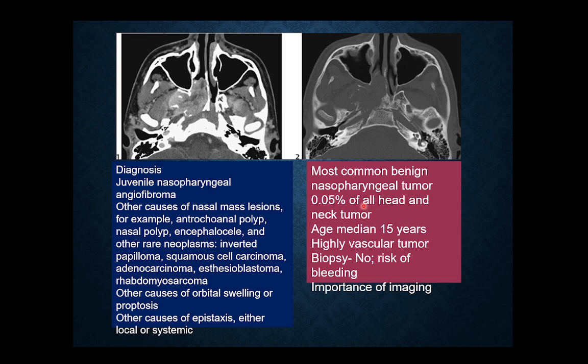It is important to remember that if a patient has this tumor, it is the most common benign nasopharyngeal tumor of all head and neck tumors, in adolescents around 15 years, and a highly vascular tumor. If you remember from the previous discussion, these are the pterygoid plates.